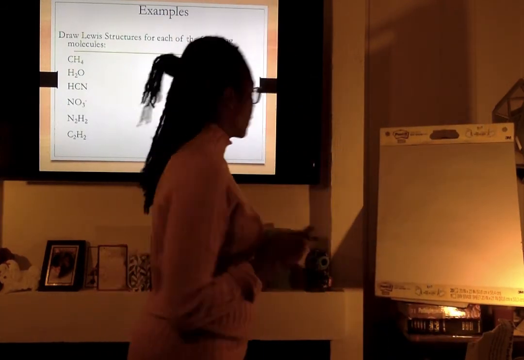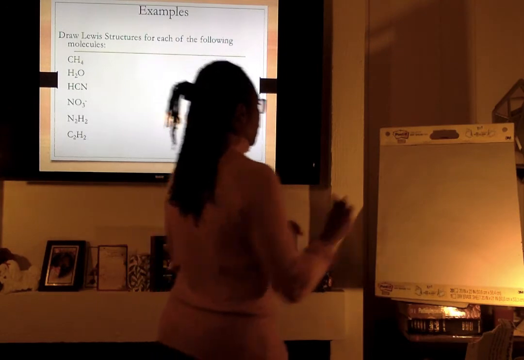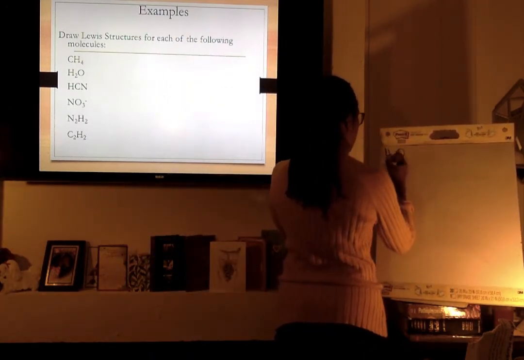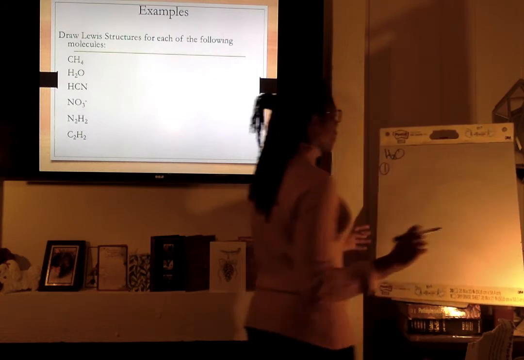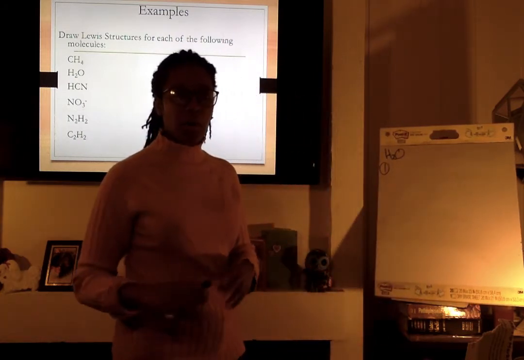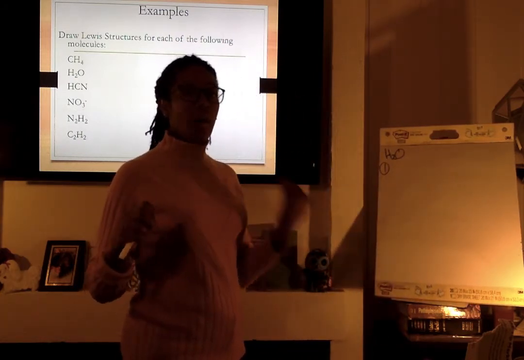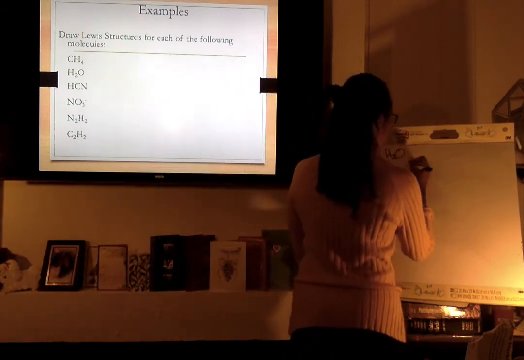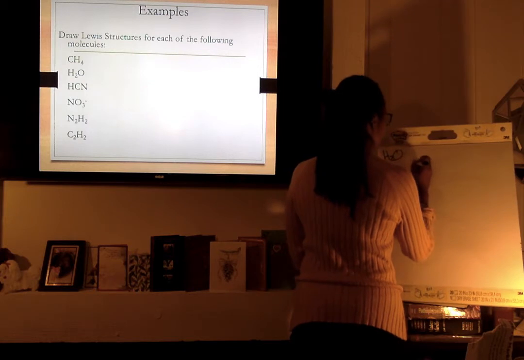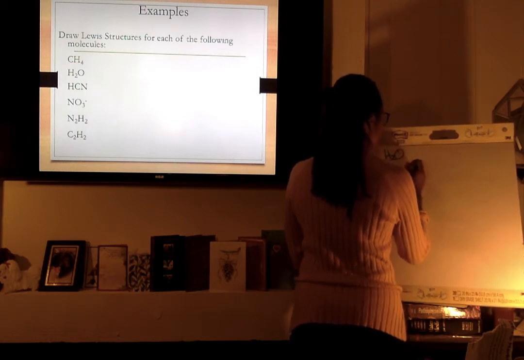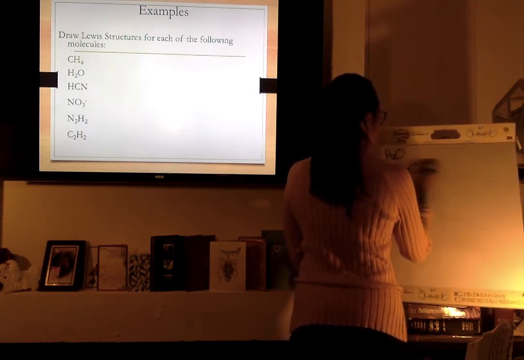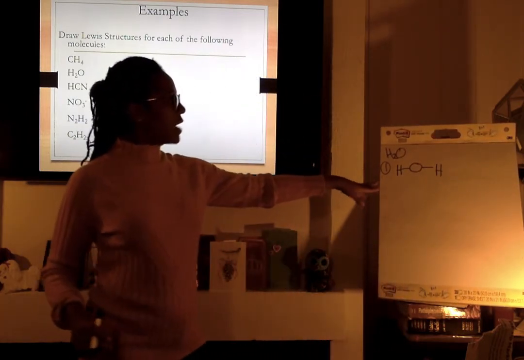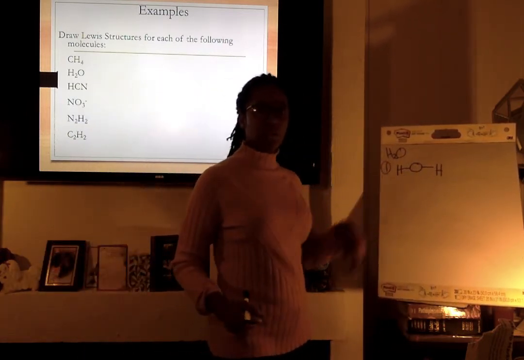Okay, so the next one is H2O. All right, so first you want to find the center atom. Well, we know what about hydrogen. It's always going to be at the end because it can only have 2 electrons. So the oxygen is going to be in the middle. So if we were to draw our skeleton structure, this is what we would draw, because we have hydrogen and hydrogen and 1 oxygen, right?